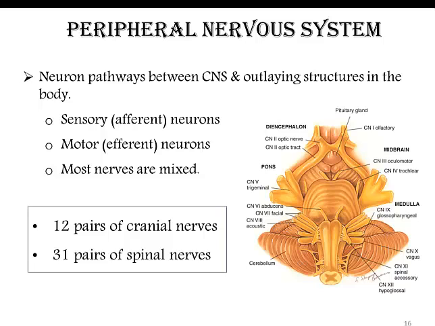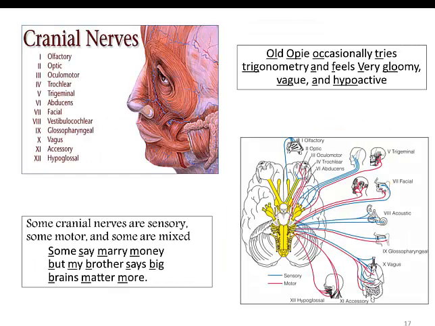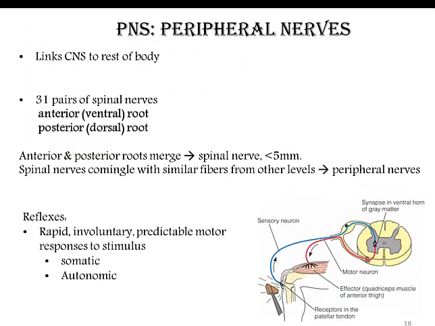The peripheral nervous system includes 12 pairs of cranial nerves, which govern motor, sensory, and specialized functions like smell, vision, and hearing, and 31 pairs of spinal nerves, which are all mixed. Please review this slide for cranial nerves. There are some mnemonics here to help you remember. Now, cranial nerves can either be sensory, motor, or both, but spinal nerves are all mixed nerves. So the peripheral nerves link the central nervous system to the rest of the body.